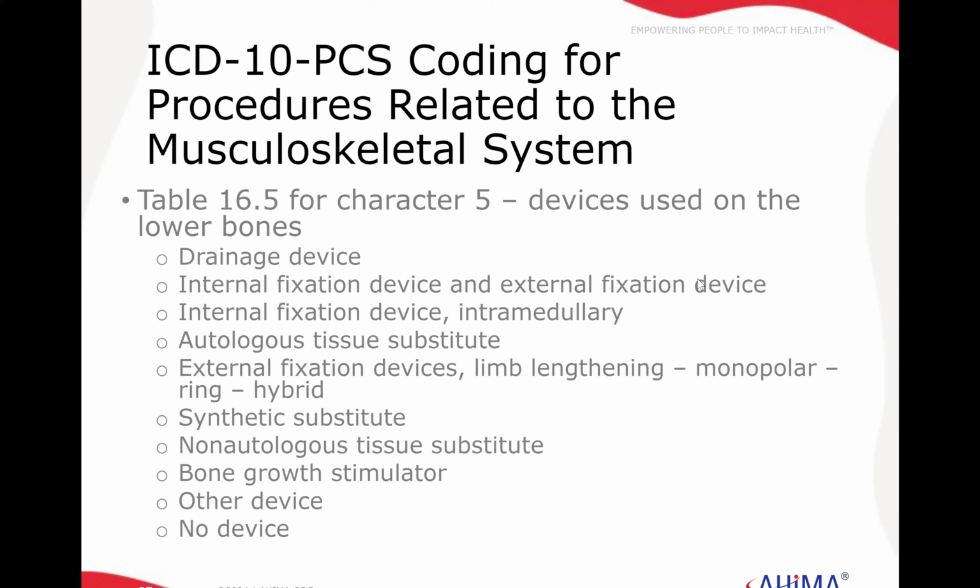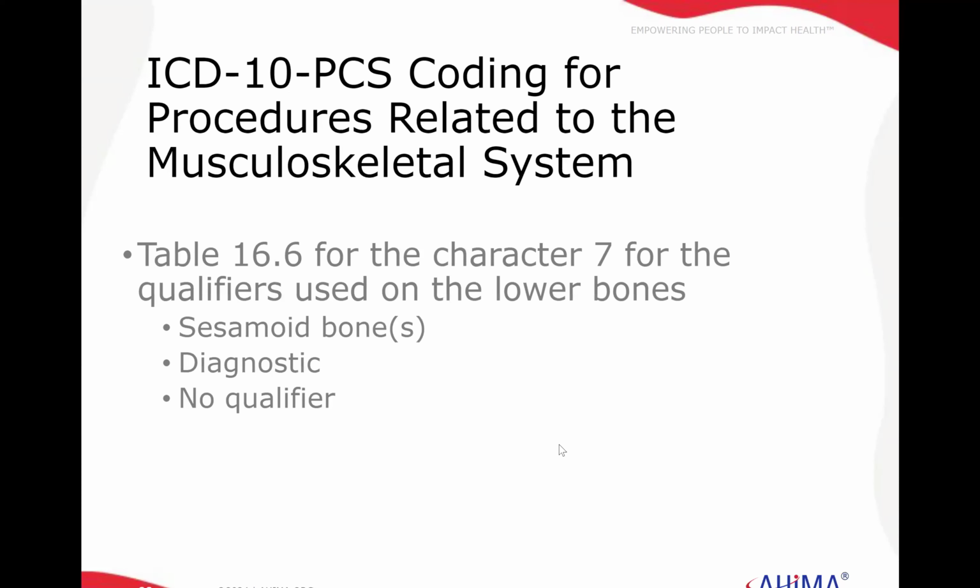16.5 talks about the different devices that are used in the lower bones, and these could be internal fixation devices or external fixation devices, intramedullary devices, autologous tissue substitutes, and so on. This is another area where you'll have to understand and read the procedure note to be clear on exactly what was done and what device was used.